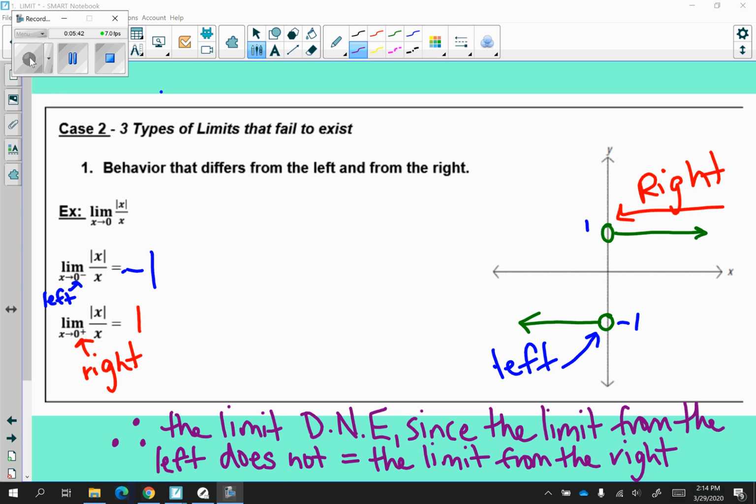So be careful and always look for these symbols, and it tells you where to look from the left and look from the right. They have to be equal to the same number in order for the limit to exist. If any of you have seen Mean Girls, one of the parts in the movie is she says the limit does not exist, and this is one example of it.